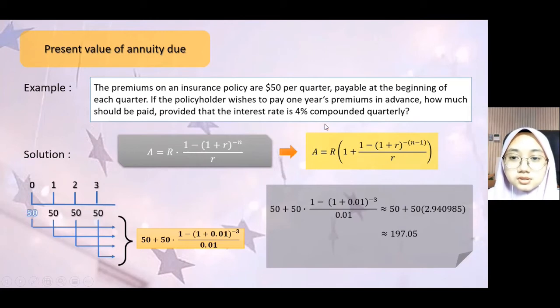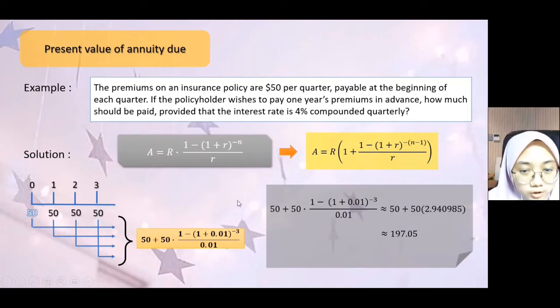The question doesn't state how many years should be paid. That is okay. As you can see in the figure below, the payment of insurance occurs at the beginning of every period, which is at zero, which means present, in the first period, the second period, and the third period.